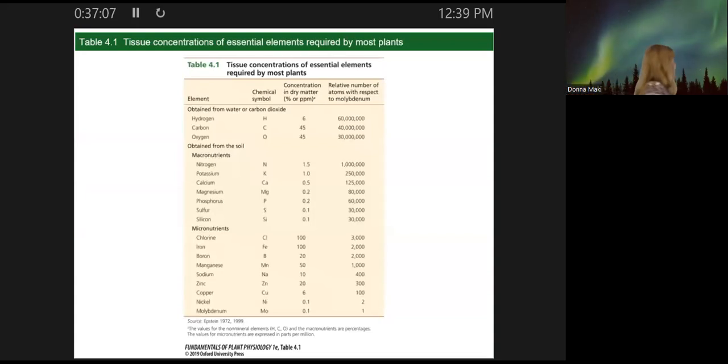and train your eye to as you work with plants. So here you're looking at, of course, all organisms need carbon, hydrogen, oxygen, but here we're looking at what's being taken from the soil, the macro versus the micro. And you can see that there's quite a list. And what they do is they put it in relationship to molybdenum, which is really hard to say. So this last column is saying that you need 1 million times more nitrogen than you do molybdenum.